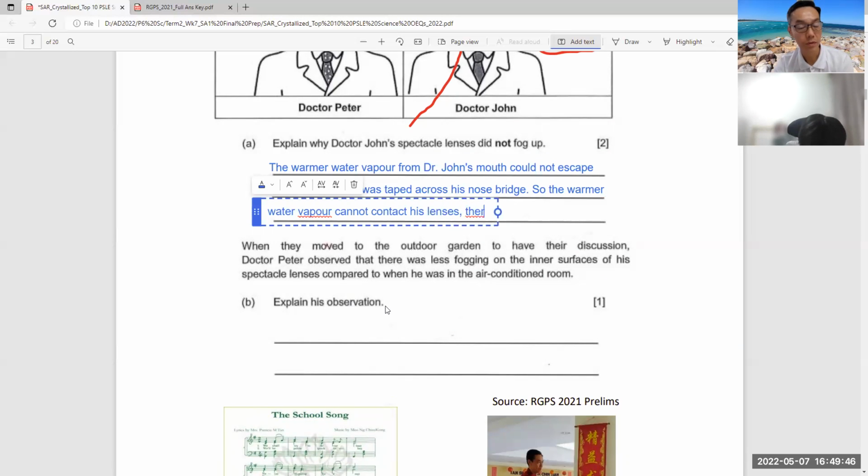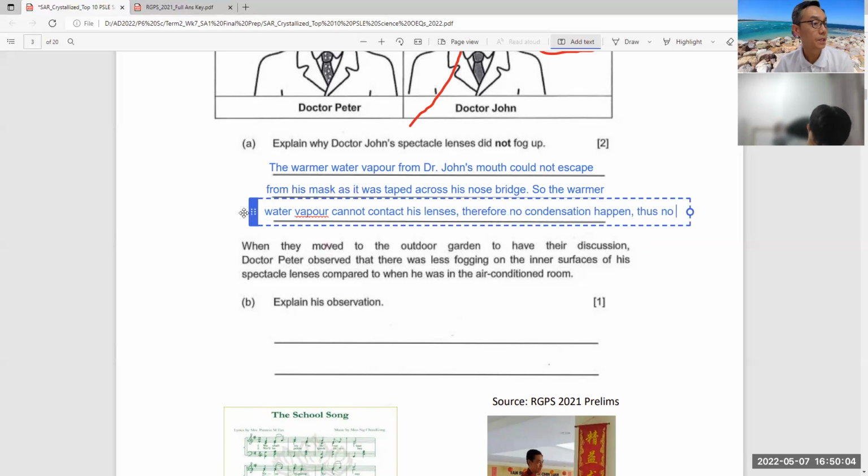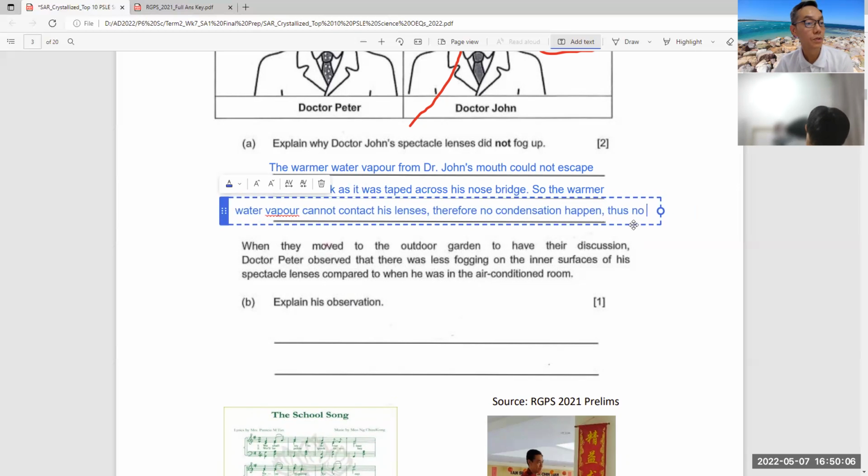Therefore, no condensation happens. Thus, no fogging. No fogging up.